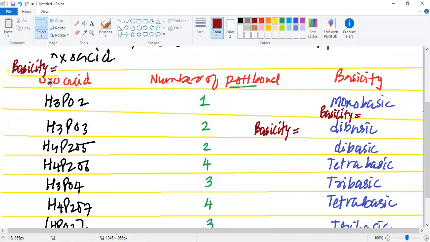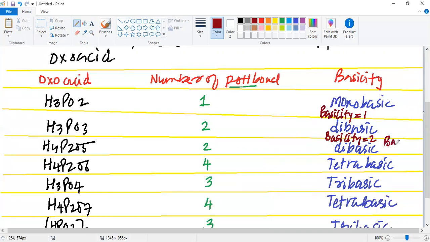So, my dear students, for dibasic, we can, no, it's not possible. We should write it little. The basicity, in monobasic, the basicity is equal to 1. For dibasic, we can write basicity is equal to 2. For tribasic, we can write it here, basicity.